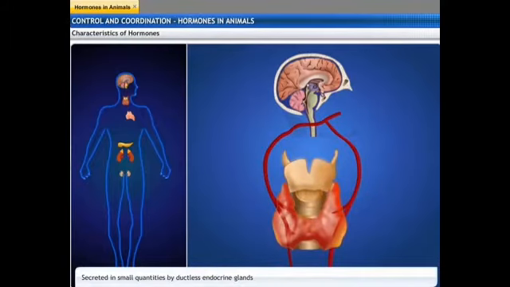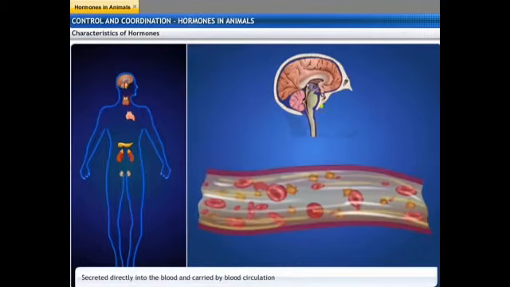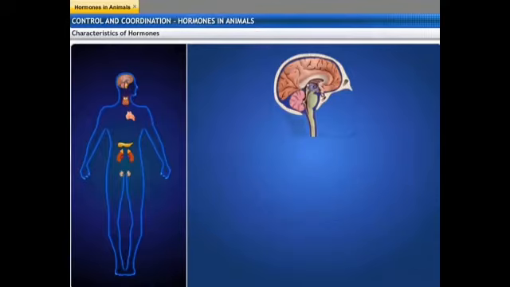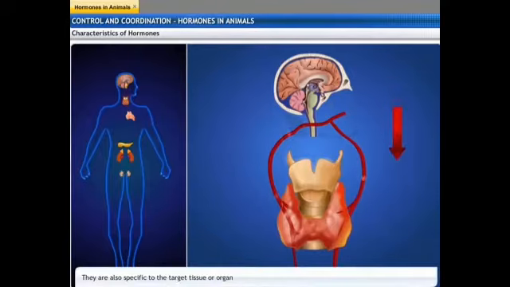The hormones are secreted in small quantities by the ductless glands. They are released directly into the blood and carried by the blood circulation. These hormones consist of steroids, proteins, peptides and amino acid derivatives. They are also specific to the target tissues or organs. They affect a site different from the production site. So these are the typical characteristics of the hormones.